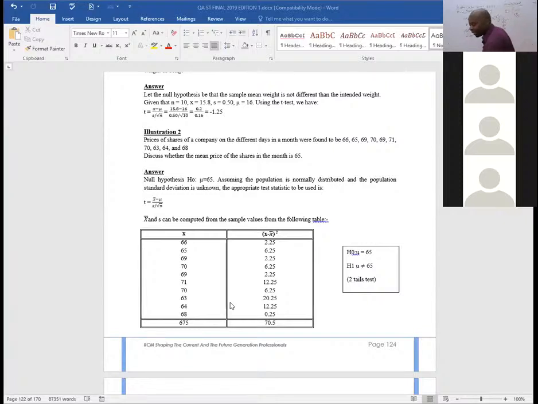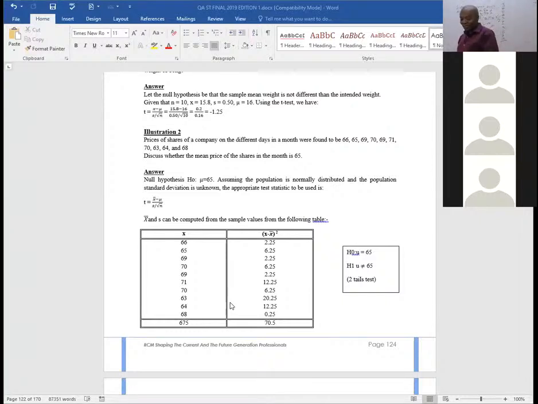Now I have to rewrite again. My table will not be enough. So we have X there. We have 66, 66, 65. We have 69, 70, 69, 70, 69, 71, 69, 71, 70, 63, 64, 68, like that. So, ladies and gentlemen, I would want to get X bar out of this information.